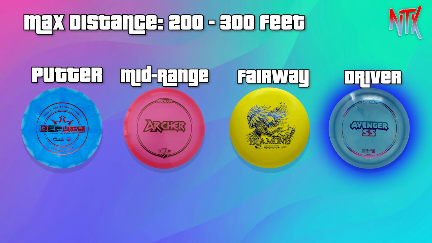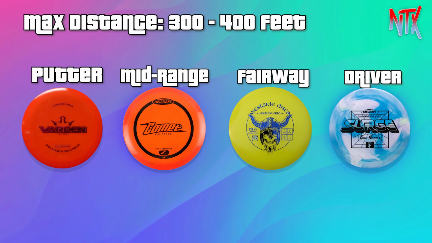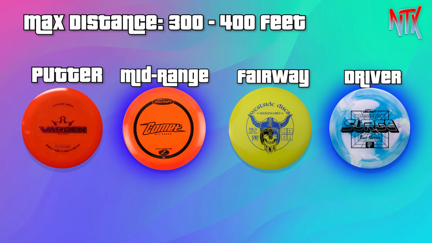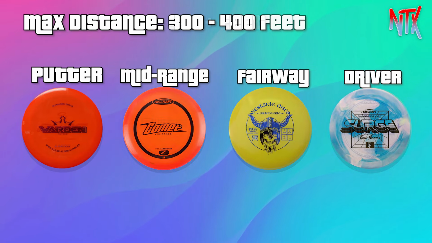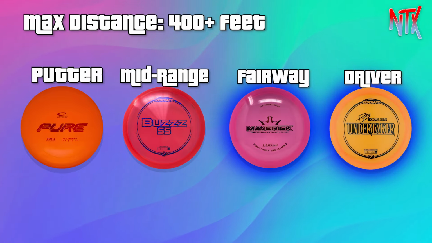Okay, this is not sponsored, just to let you know. These are all discs that I really love and would highly recommend to y'all. Starting off, go pick up an Avenger SS, very glidey. Up next, we've got the Comet and the Surge. We're gonna talk about that Comet more in a bit with Chandler. And lastly, the Big Bomber throwing 400 feet. Definitely check out a Maverick if you haven't already. And then of course, the classic Undertaker.